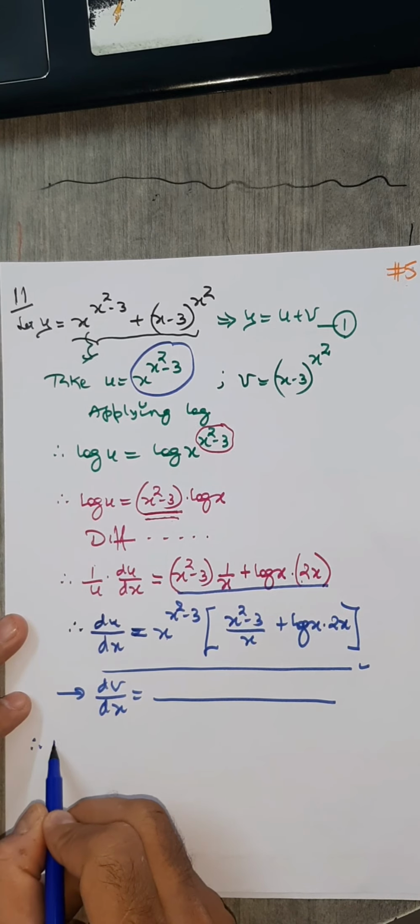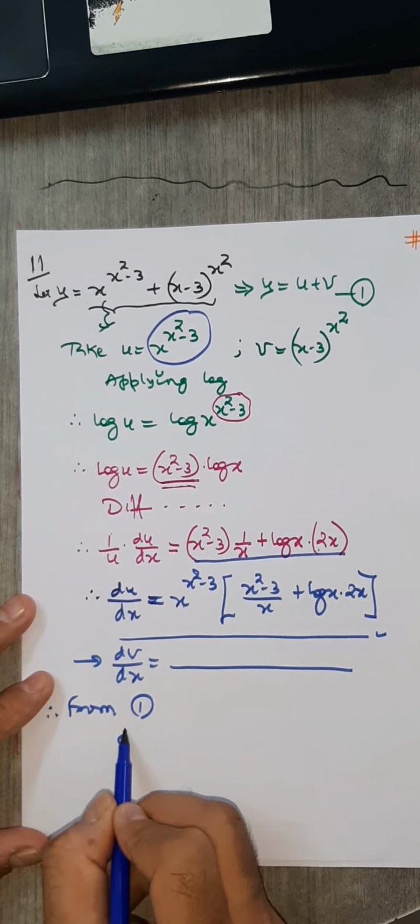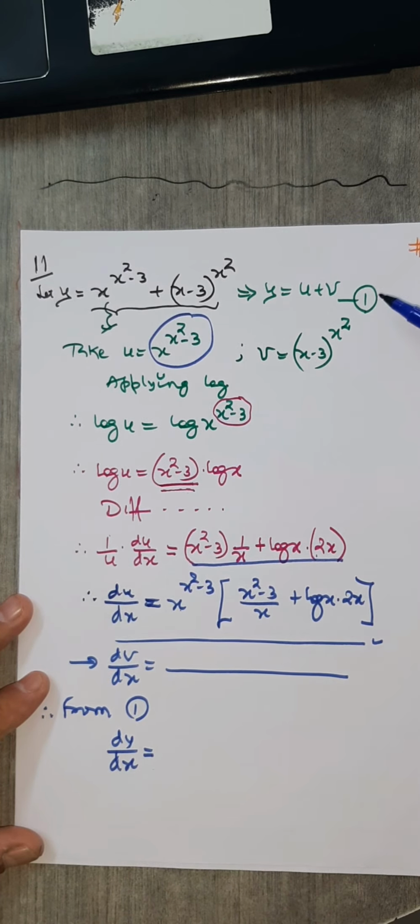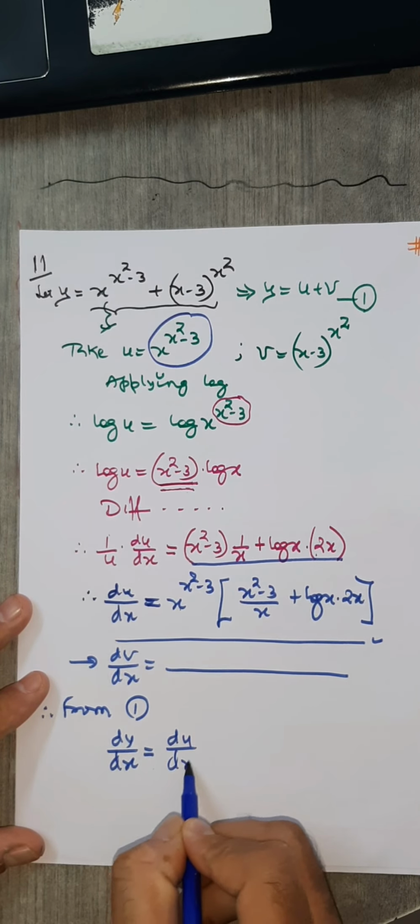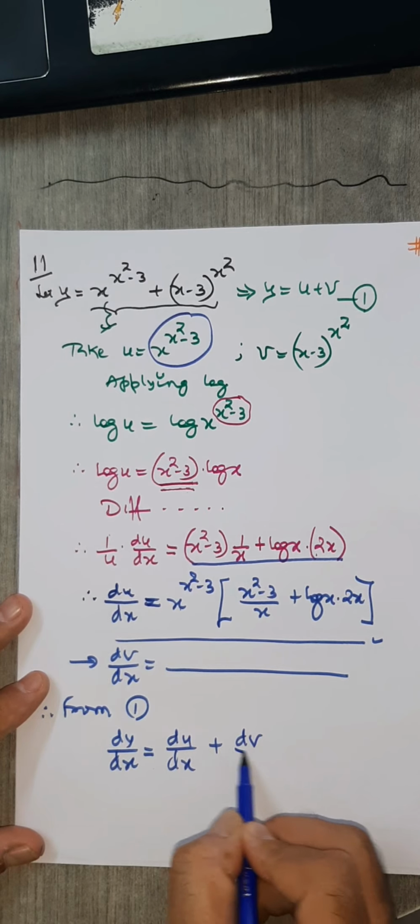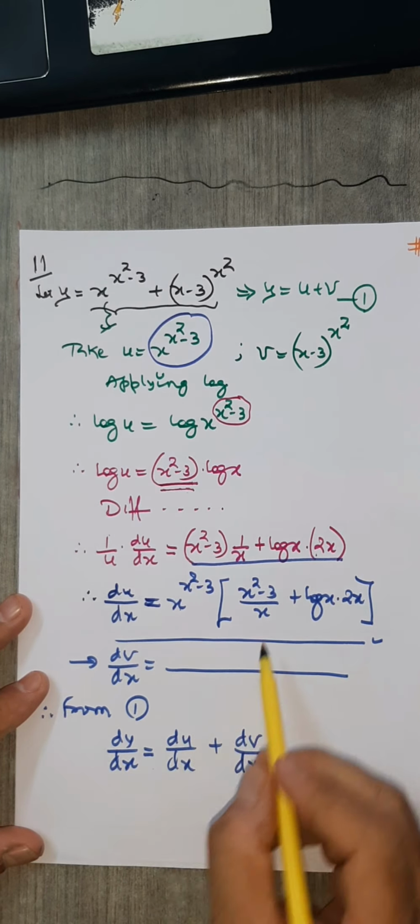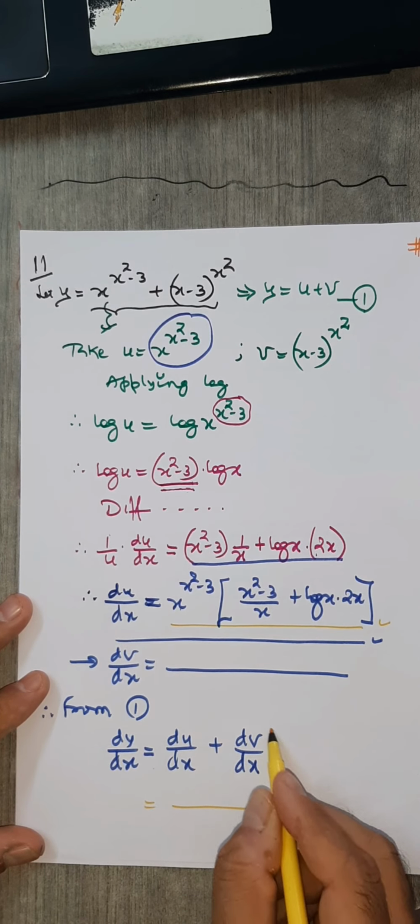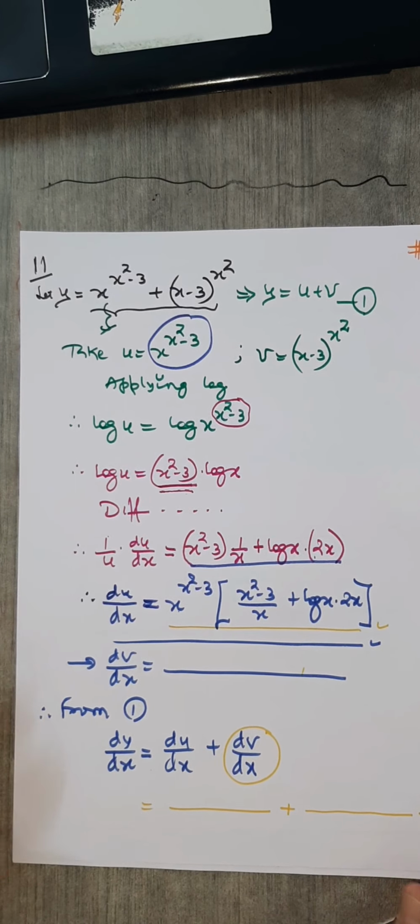And therefore, from now, if I write from 1 dy by dx, I'm differentiating 1. 1 is here. dy by dx equals to du by dx plus dv by dx. And now you just put the values of both. du by dx is here, you place here, plus you same way place the value of dv by dx. We had many such questions earlier.